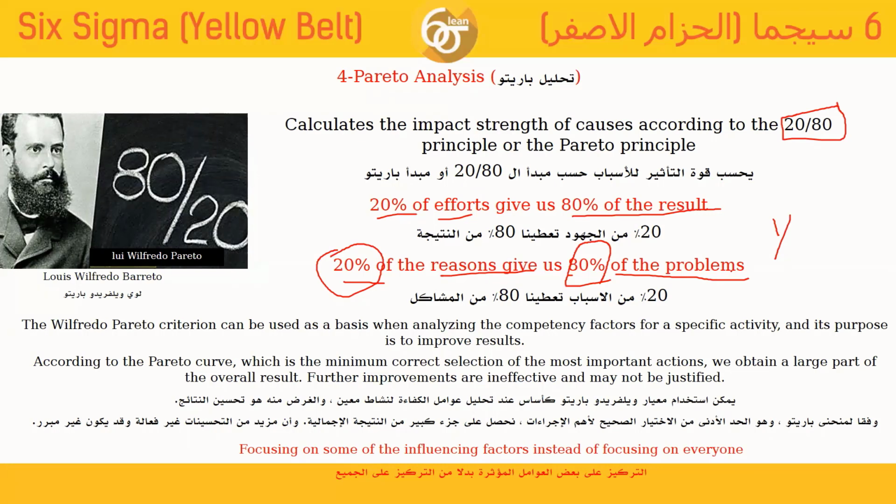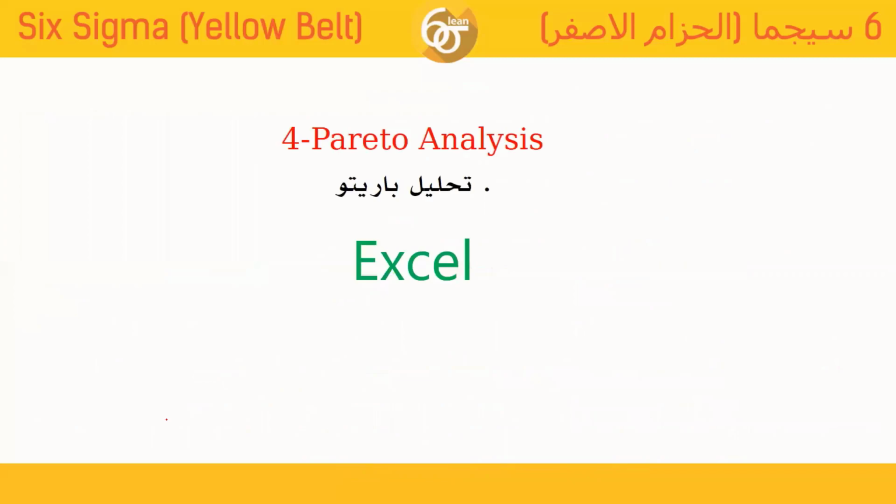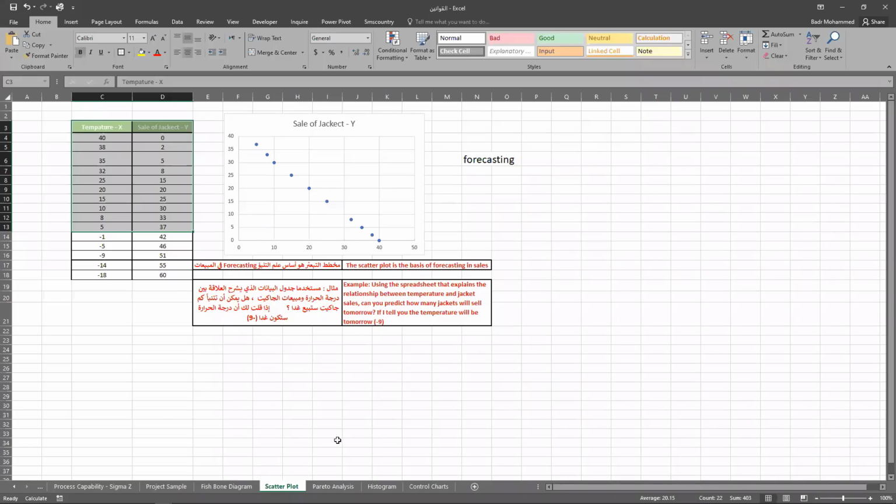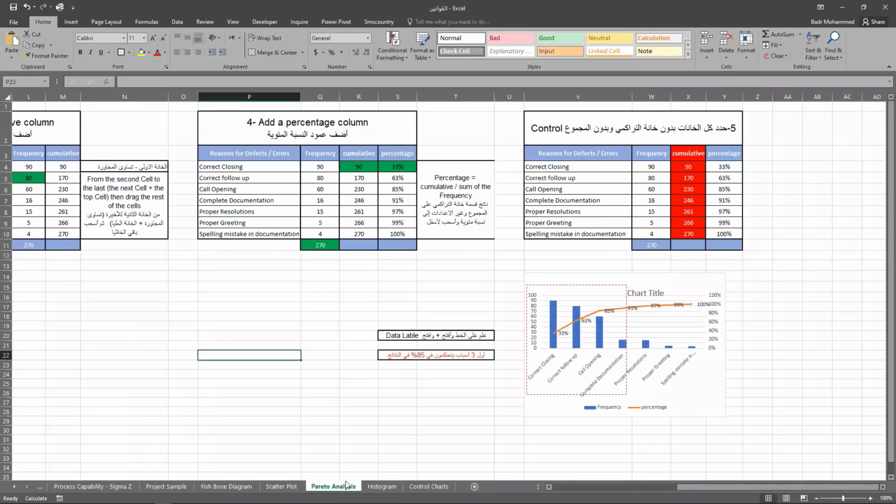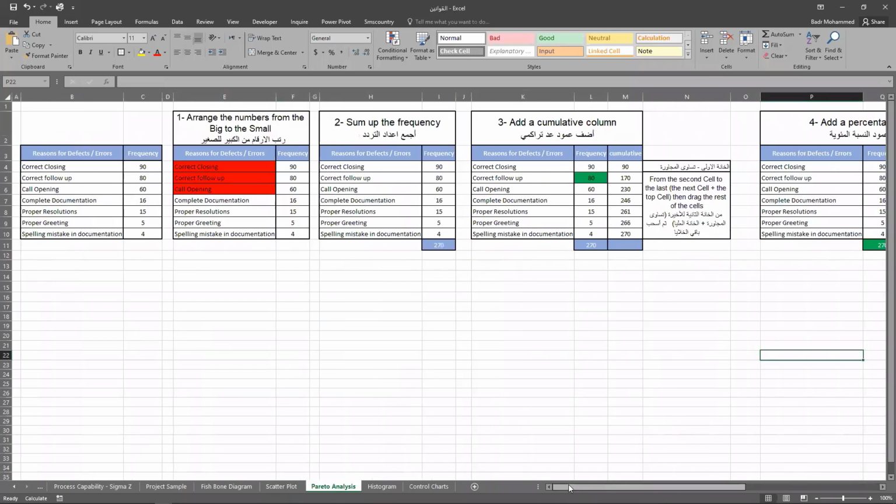So Pareto analysis is analyzing the contributing factors for specific activities, and the purpose is to improve the result. So this is Pareto analysis. So let us take it in Excel. This is a Pareto analysis, but first we need to develop this Pareto analysis in 4 steps.